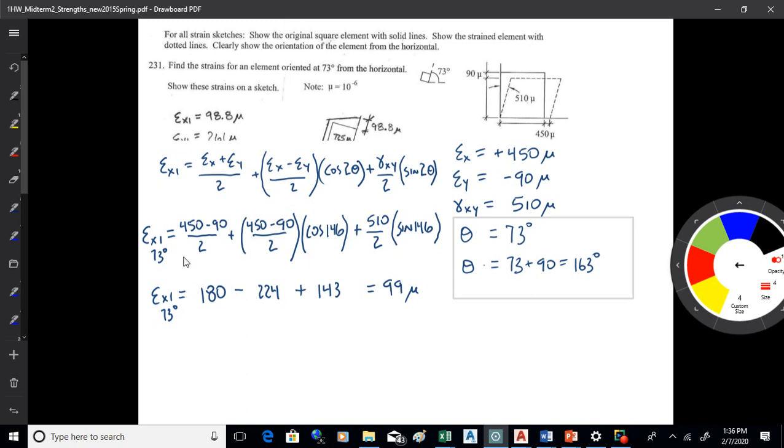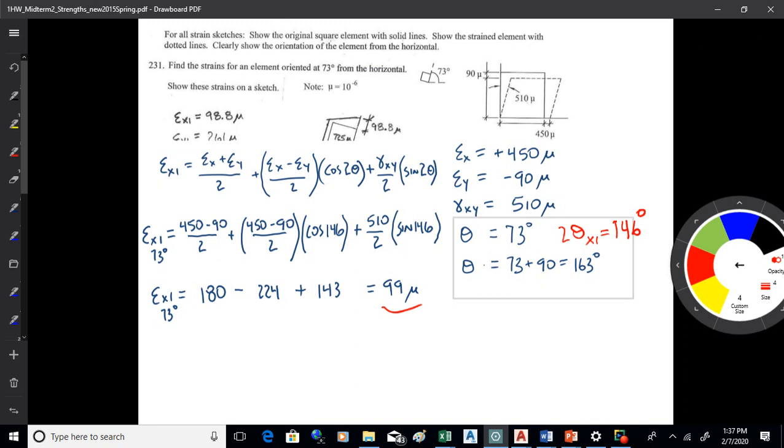So what I'm doing there is I'm taking 2 times 73 degrees, and that would be 146 degrees. So that's where that 146 that I'm plugging in comes from. And when I run those numbers, I get the strain that would occur in the x1 direction. Okay, it's 99 times 10 to the minus 6. Just like with the stress, I just run the numbers. I don't put the units in there. I don't even put the micro in there until I get to the end. It just gets too cluttered for me if I do, so I don't bother with that.